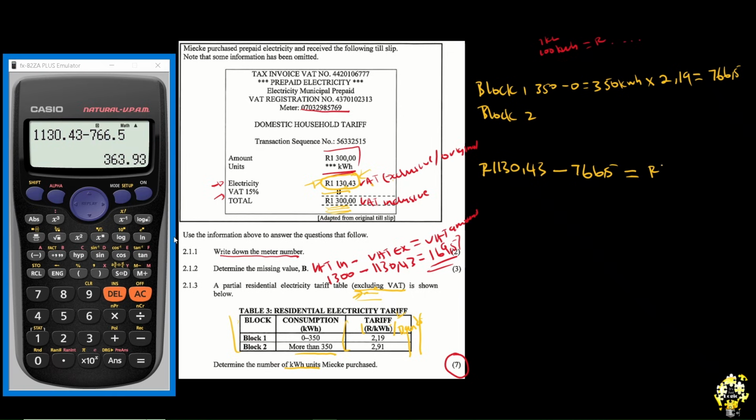Now, as you can see, I am remaining with 363.93. Why did I do this? Now I know that I have already paid for these 350 units. So I can put 350 units on the side. 350 units I have already paid for. I paid for these using 766.5. I am not done because I actually bought electricity which is worth 1,130. I need to exhaust all this amount. It's not yet exhausted. How much is remaining? I am remaining with 363.93.